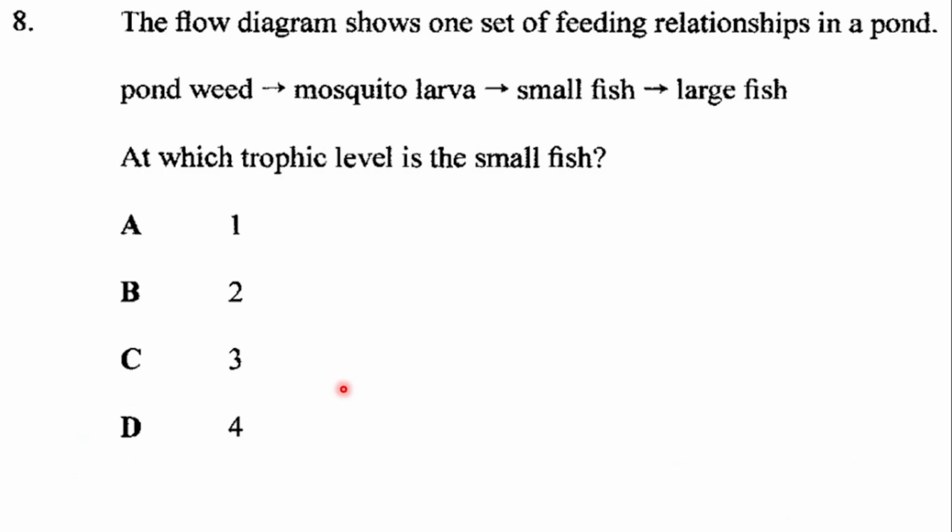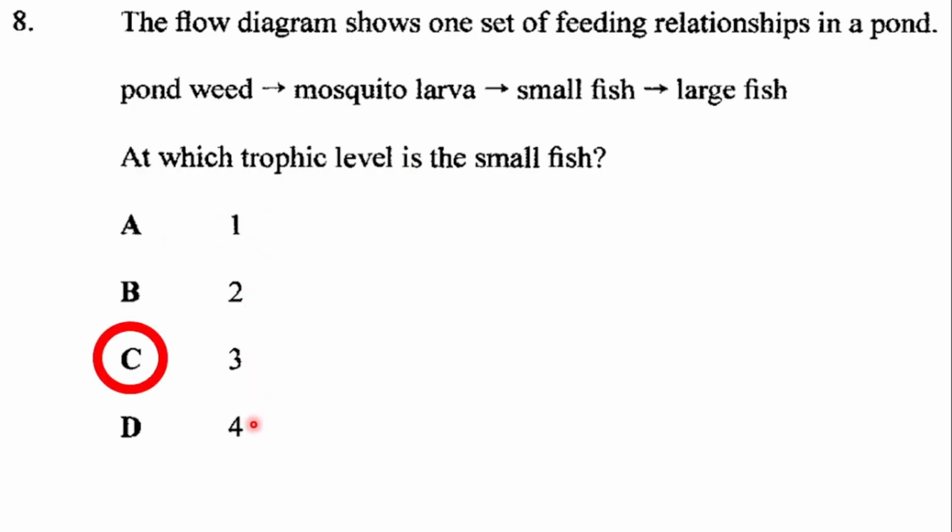Let's look at question number 8, and it says the flow diagram shows one set of feeding relationships in a pond. So we have pondweed, we have mosquito larva, we have small fish, and we have a large fish. So the mosquito larva eats the pondweed, the small fish eats the mosquito larva, and the large fish eats the small fish. And it says, at which trophic level is the small fish? Is it A 1, B 2, C 3, or D 4?